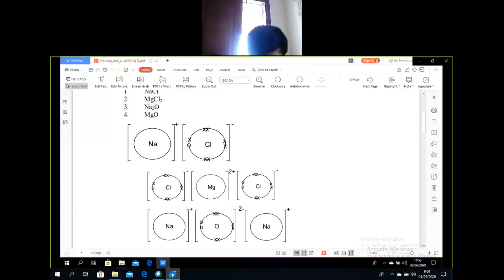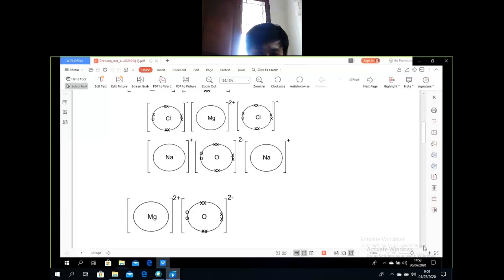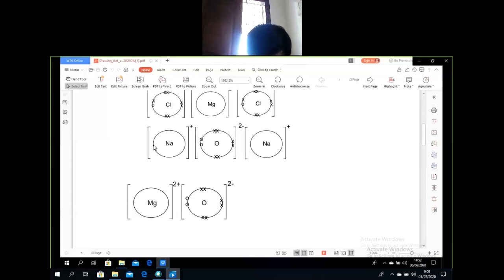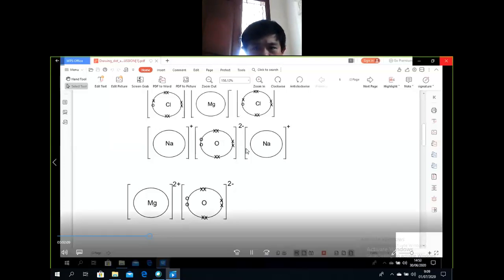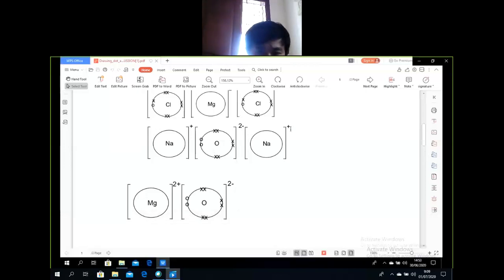And then sodium oxide requires 2 sodium atoms and 1 oxygen atom because 1 oxygen atom requires 2 electrons. So the electrons come from the sodium atoms. So these 2 sodium will carry 2 positive charge. Each sodium will carry 1 positive charge, so total 2 positive charge.